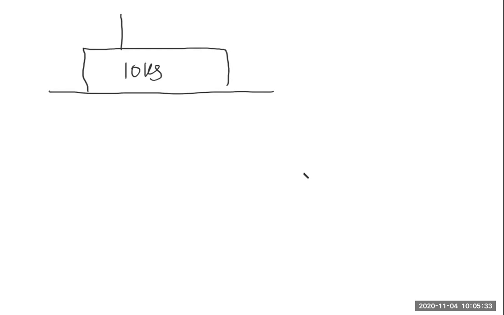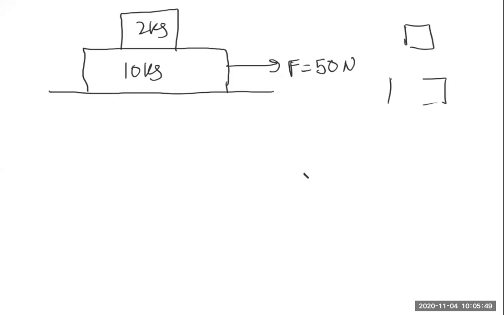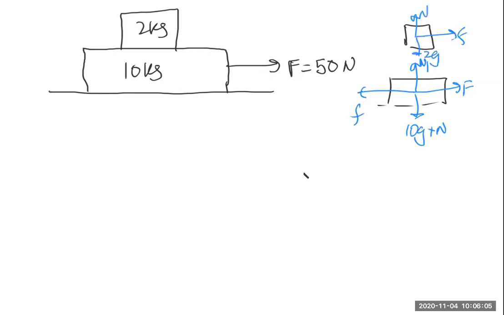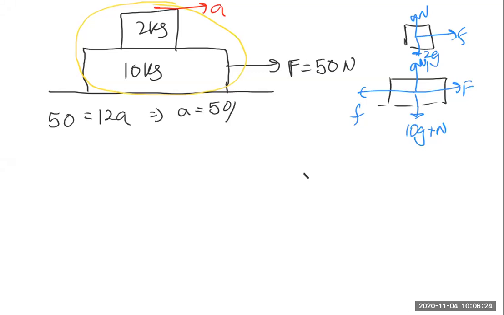10 kg, right? So I had drawn the 2 kg का FBD, 10 kg का FBD, 10G plus N, N1, F, F, F, G, और जब हमने इसको एक ब्लॉक कंसिडर किया और एक्सेलरेशन A assume किया, then we get 50 is equal to 12A, or A is equal to 50 by 12, that is 25 by 6 meter per second square.